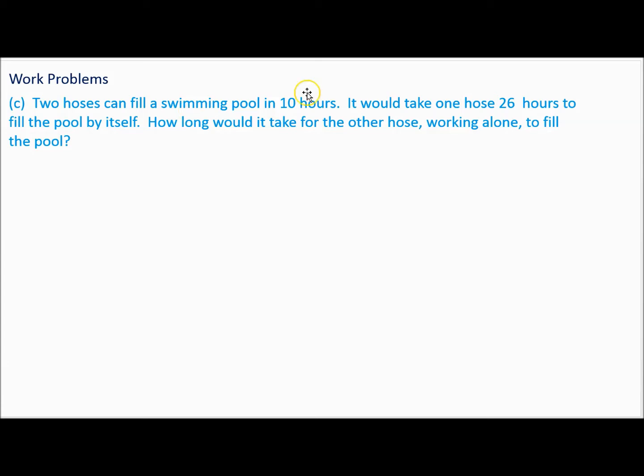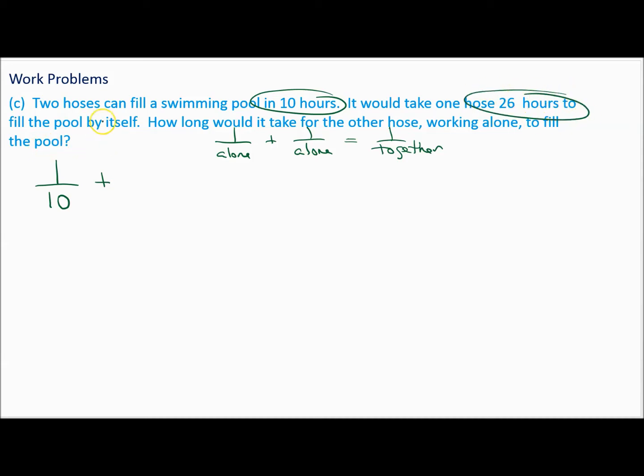So we know that the one hose can fill the pool in 10 hours, right? So that rate would be 1/10 of the job done in an hour. And remember how we do it. We do 1 over alone is one rate, plus 1 over the other situation alone is the other rate, equals 1 over together. That's the way we think about this. Okay, so alone, that would be 1/10, plus, now, what about the other hose? We know that it would take 26 hours to fill the pool.